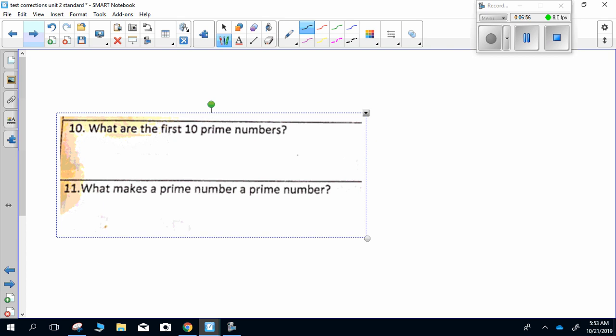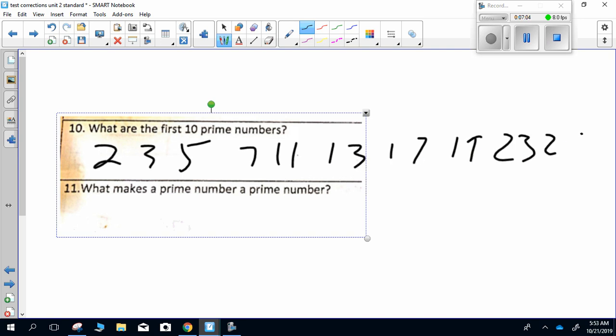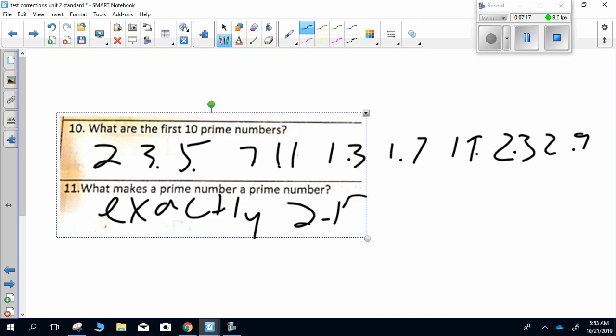First 10 prime numbers: 2, 3, 5, 7, 11, 13, 17, 19, 23, 29. 1, 2, 3, 4, 5, 6, 7, 8, 9, 10. Prime numbers have exactly 2 factors, 1 and themselves.